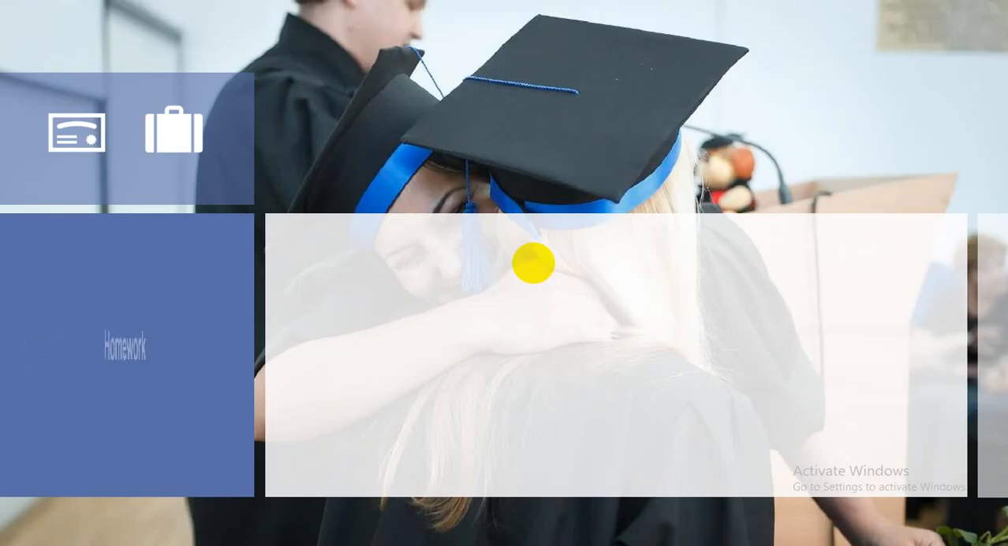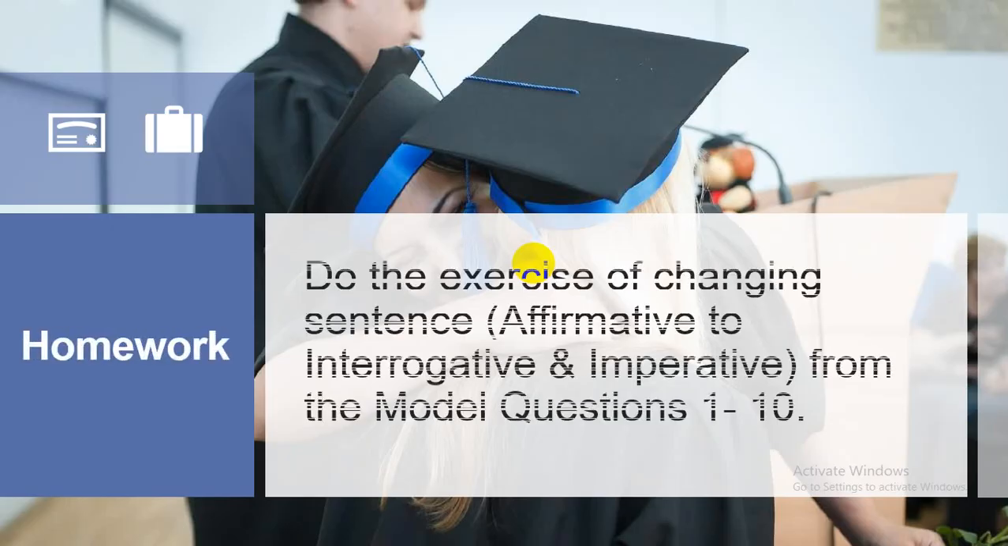So here goes homework for you. The homework is to do the exercise of changing sentences, affirmative to interrogative and imperative, from model question 1 to 10. So in your book there are changing sentences in all the model questions. So from model questions 1 to 10, only the changing sentences you have to do. You have to write the answers of only the changing sentences.